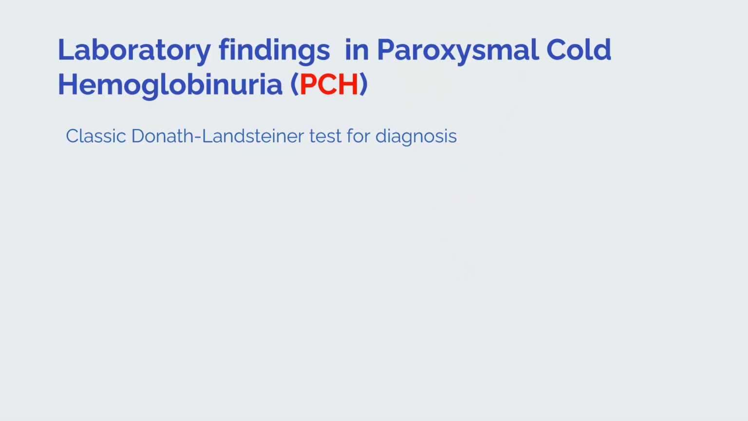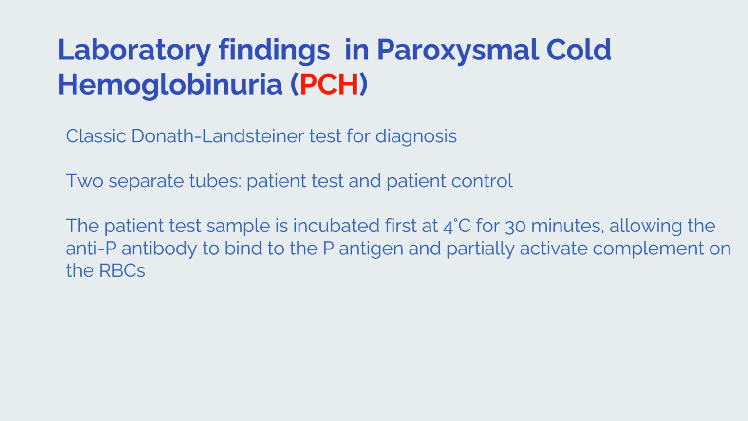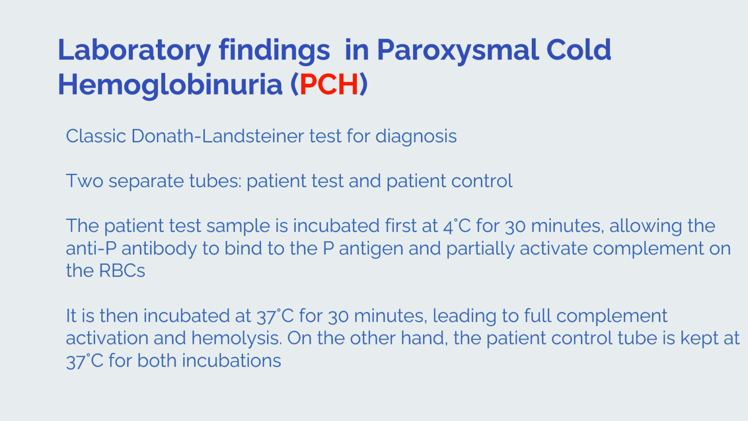To diagnose PCH, doctors often employ the classic Donath-Landsteiner test. This test involves collecting blood samples from the patient and using 2 separate tubes, one for the patient test and another for the patient control. The patient test sample is incubated first at 4 degrees Celsius for 30 minutes, allowing the anti-P antibody to bind to the P antigen and partially activate complement on the RBCs. It is then incubated at 37 degrees Celsius for 30 minutes, leading to full complement activation and hemolysis. On the other hand, the patient control tube is kept at 37 degrees Celsius for both incubations.